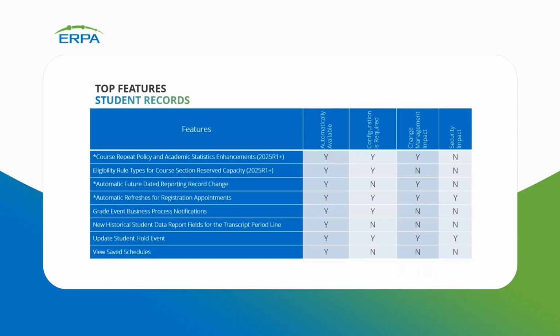We also have some new historical student data report fields. So you can essentially now report on historical students the same as active students on their academic period records with some of these new report fields that they have released. We also have an update to student holds. Updating a student hold now comes with its own business process that is configurable, very similar to all of our other business processes in student records. There are also some updates to view student schedules and how the student experience is within those schedules.